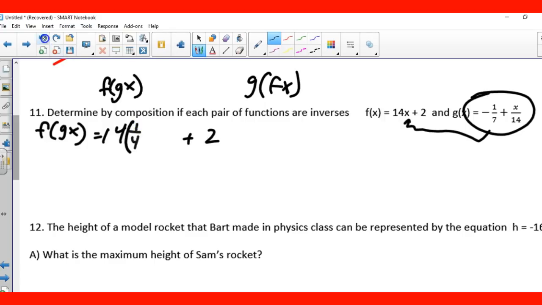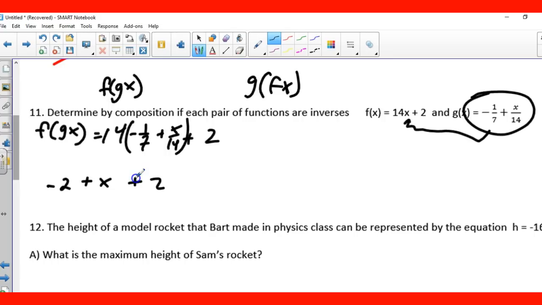negative 1/7. Sorry, I wrote 1/4. Don't know why I did that. Negative 1/7 plus x over 14. All right. So now what happens is I distribute the 14. So 14 times negative 1/7, that gives you negative 14 over 7. Negative 14 divided by 7 is going to be negative 2. And then right here, 14 times x is going to be 14x. 14 divided by 14 is going to be 1x.